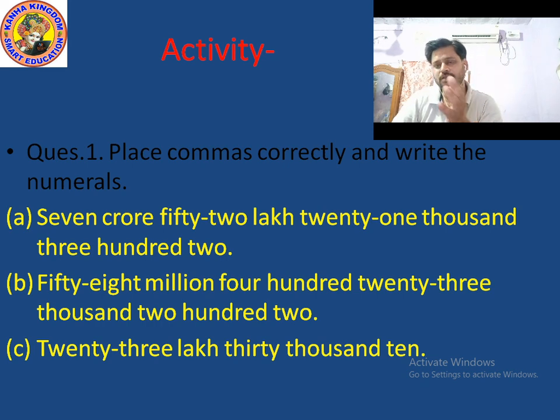First you write the number, and after that you put the commas in a very easy way. Clear? So I hope you all complete your activity in a proper way.